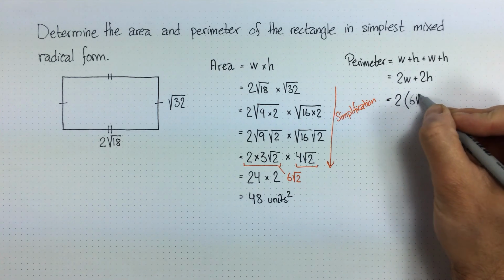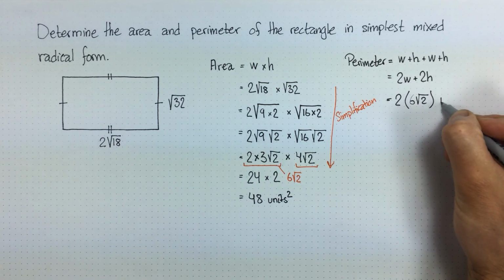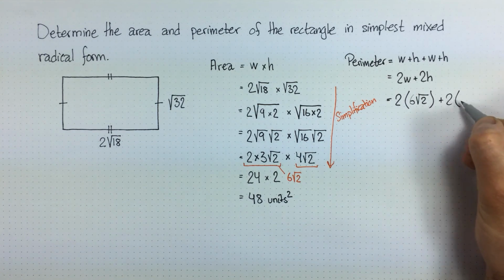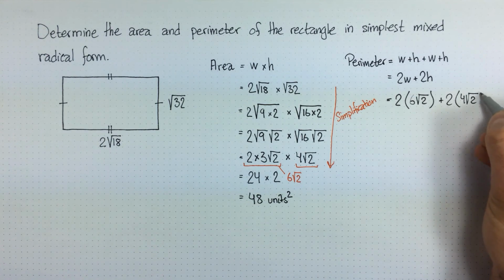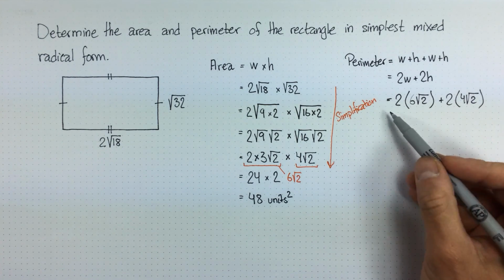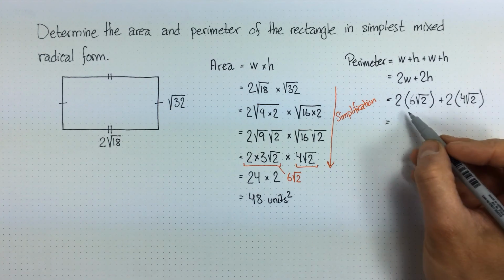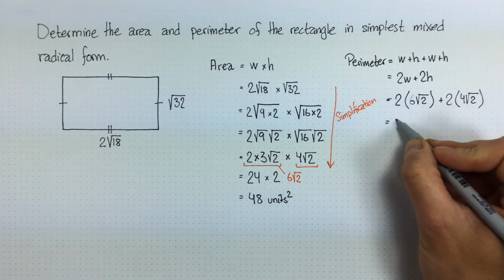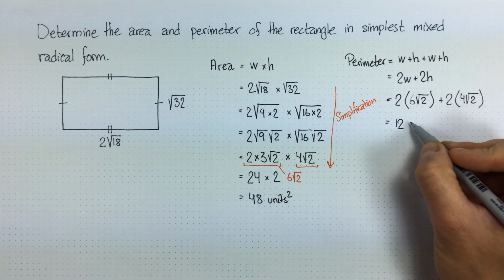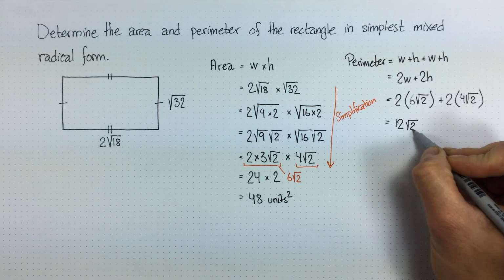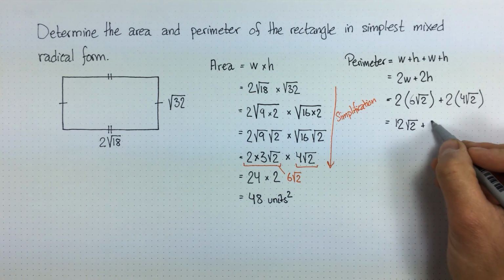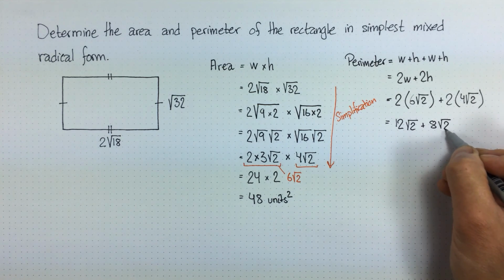6 times the square root of 2 plus 2 times the height, and the height is 4 times the square root of 2. And now we just multiply these 2's into the radical. So 2 times 6 is 12 times the square root of 2 plus 2 times 4 is 8 times the square root of 2.